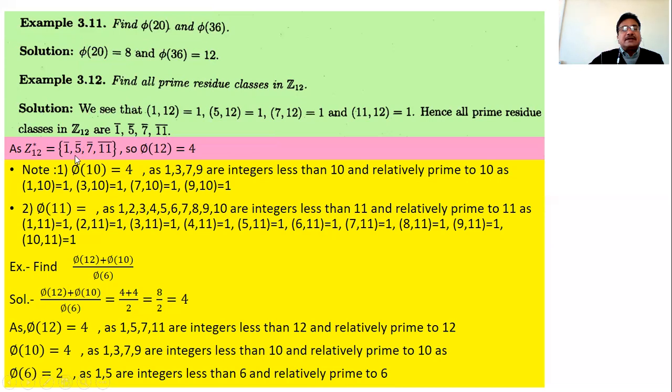So what is Z12 star? It is 1 bar, 5 bar, 7 bar, 11 bar. So how can we find it? The greatest common divisor of 1 and 12 is 1, and so 1 bar is a prime residue class.